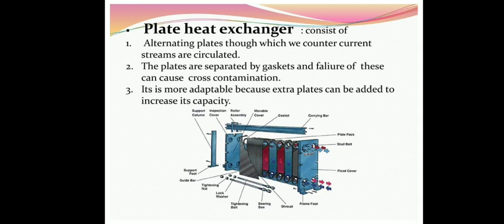Then the second type is plate heat exchanger. Now the name itself indicates the different types of plates are set to exchange the heat transferred through the medium. Now here alternating plates are set through which the counter current of streams are circulated.